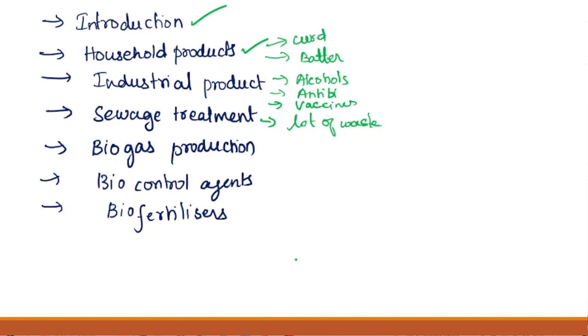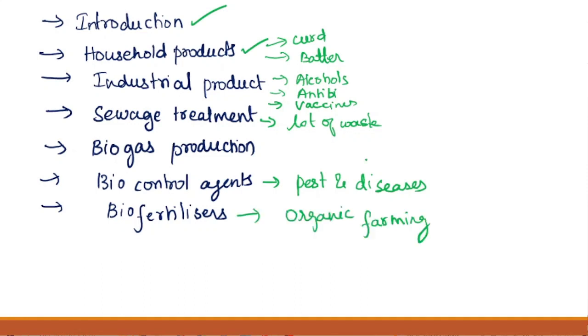Then we will also read about biocontrol agents, like how to control pests and diseases caused to plants. Then biofertilizers, which you use for organic farming. We deal with all these things in detail in this chapter. But for today we are going to talk about the introduction and household products only.